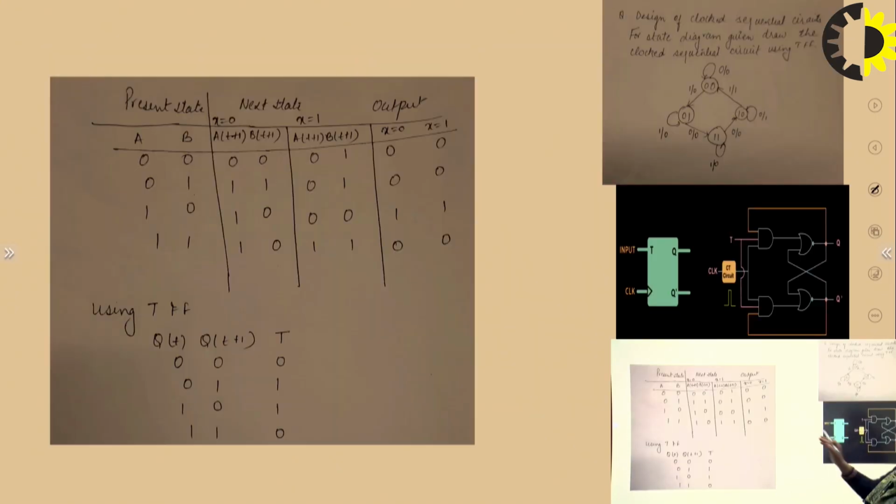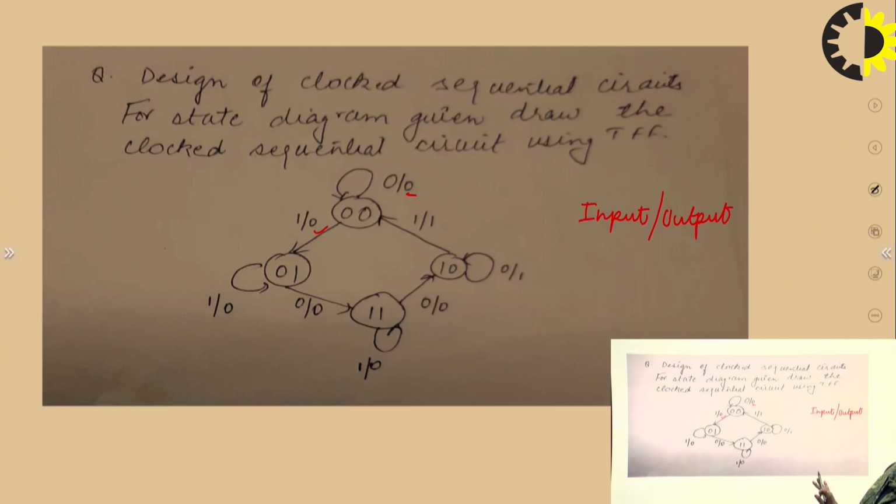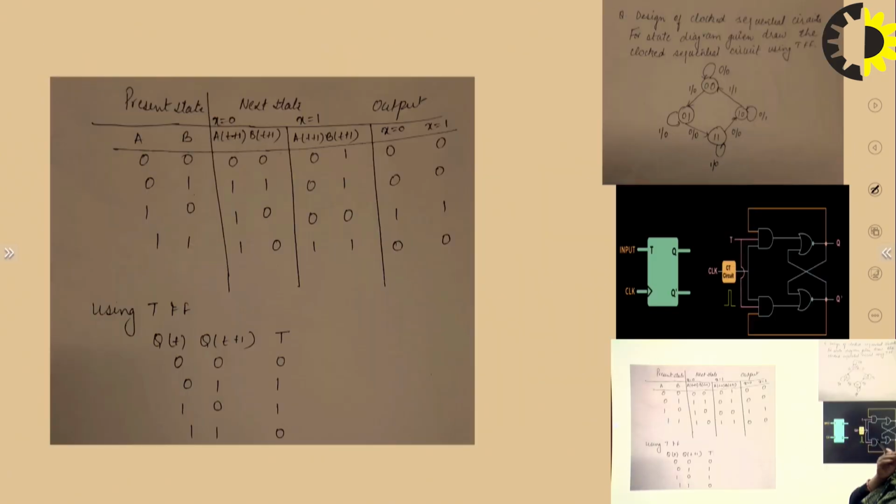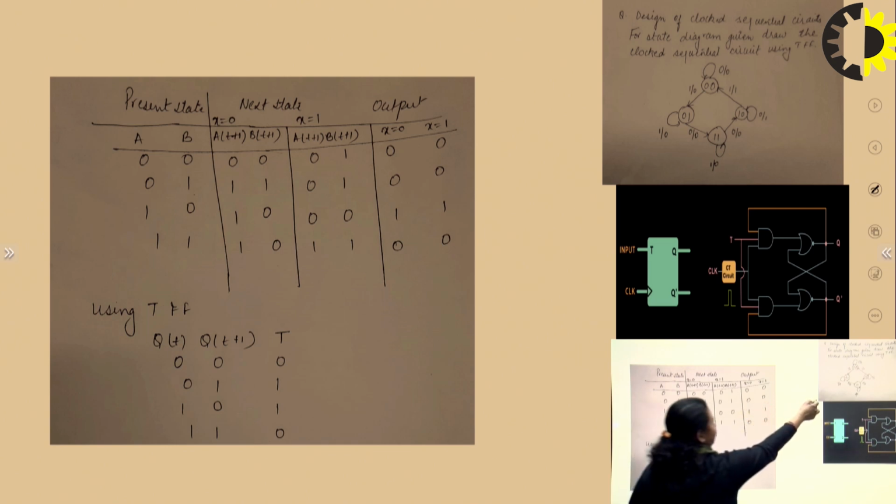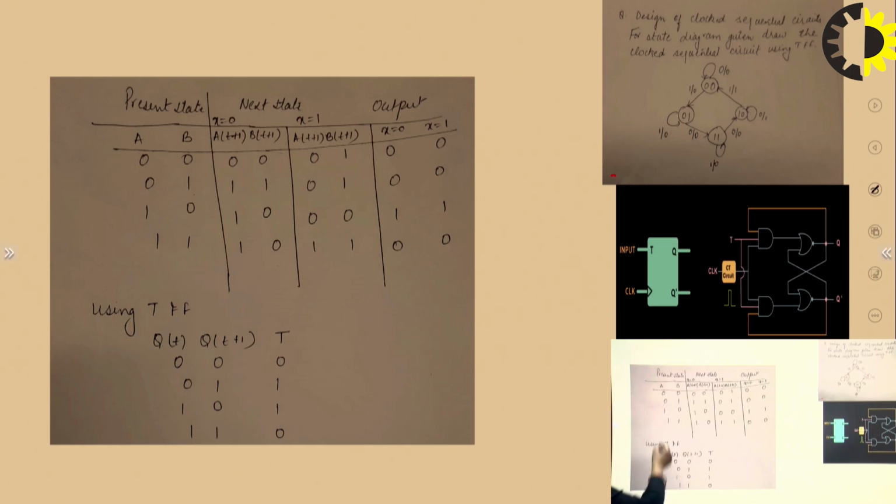So this is the next step. First you just read this, then you create this table. For creating this table, this is basically present state, next state, and this is output, right? So you see in the question, I have shown the question here. In the first part I have written the 4 states, 0 0, 0 1, 1 0, 1 1, right? This is basically a next state table, and this is for output.